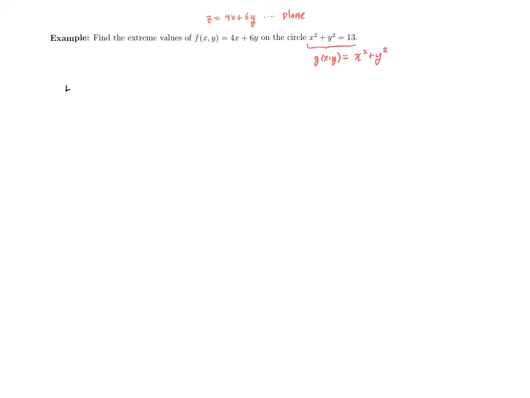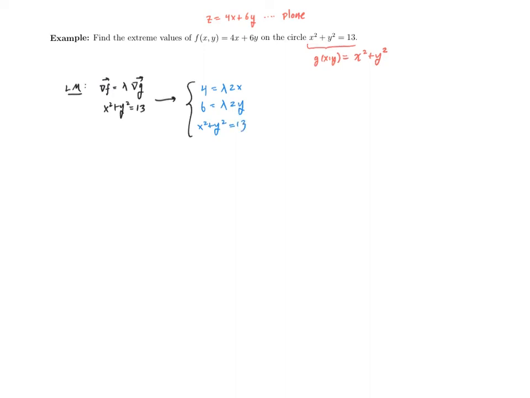So let's go ahead and write down the equations to work with from Lagrange multipliers. From Lagrange multipliers, we have as our starting point, the gradient of f is lambda times the gradient of g, with the constraint x squared plus y squared equals 13. And this will give us the following three equations. So from the partials with respect to x, we would have f sub x is equal to lambda g sub x. f sub y is equal to lambda g sub y. And we have our constraint.